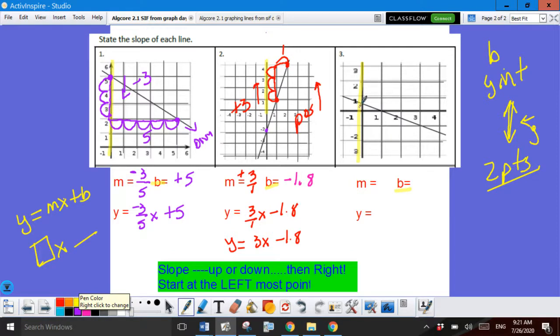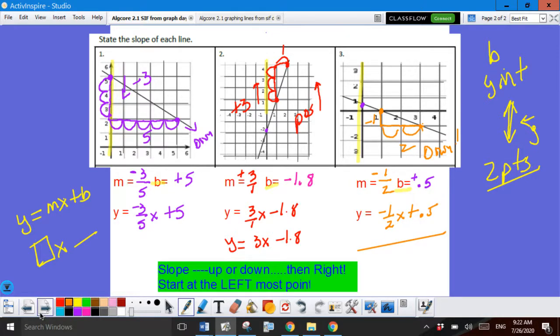All right, so my b, again, is in the middle. I'm between 0 and 1, so I'm going to call that positive 0.5. Notice that I cannot use that point because it's not exact. But I see a good point there and a good point here. Again, this is going down, so I know my slope is negative. So down 1, 2, right 2. So negative 1 over 2. So y equals negative 1 over 2x plus 0.5. And that's the estimate of my line.